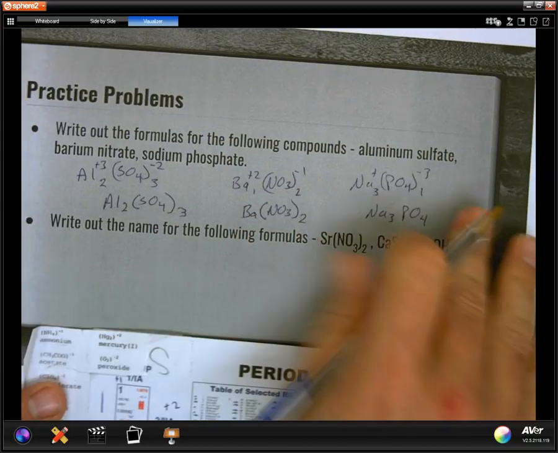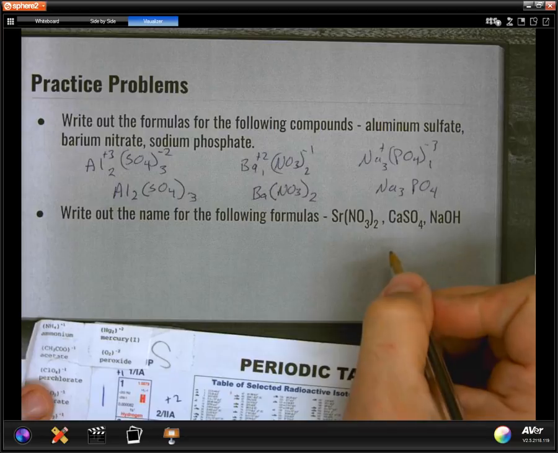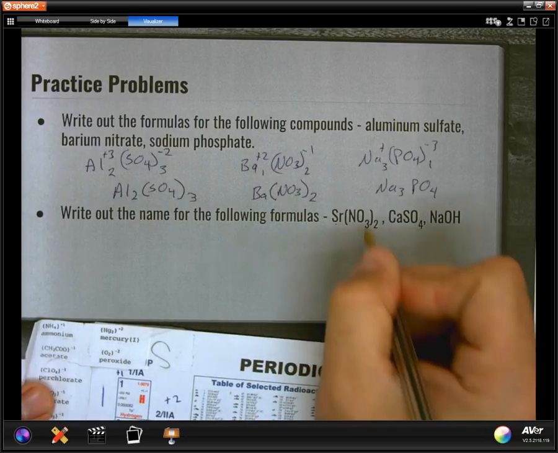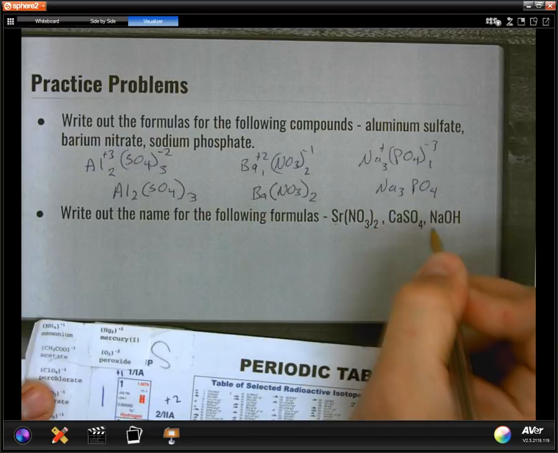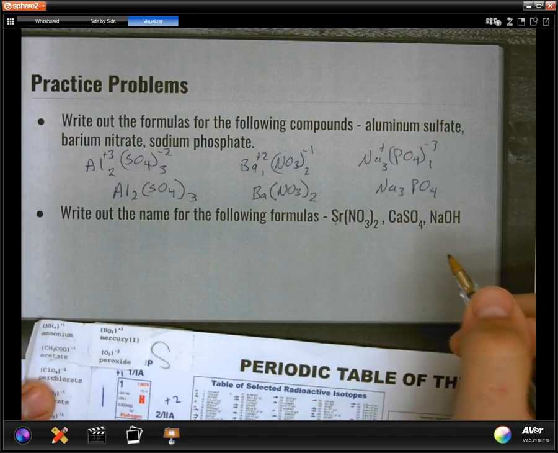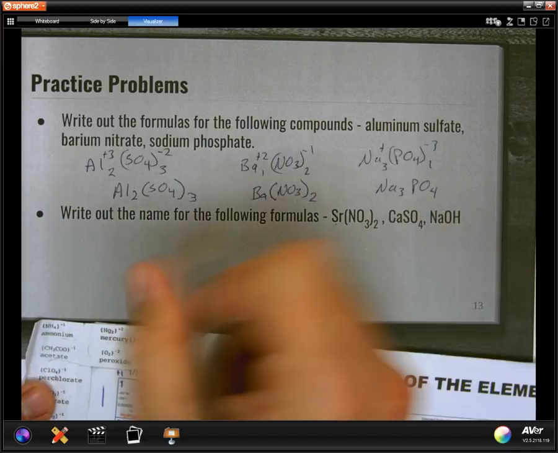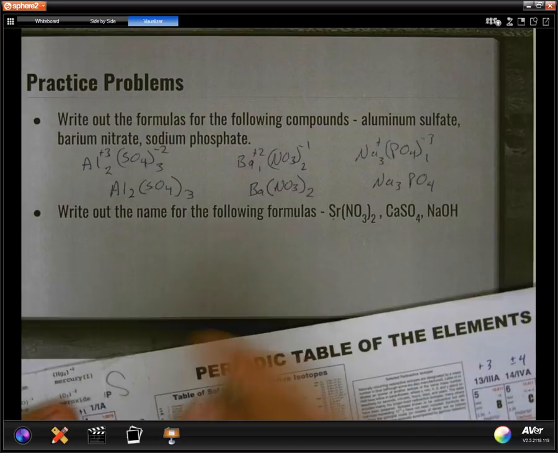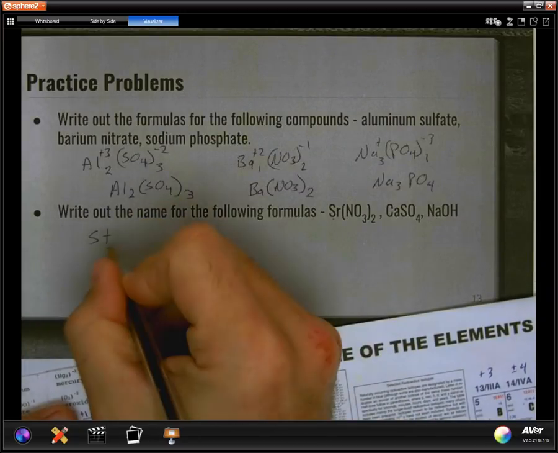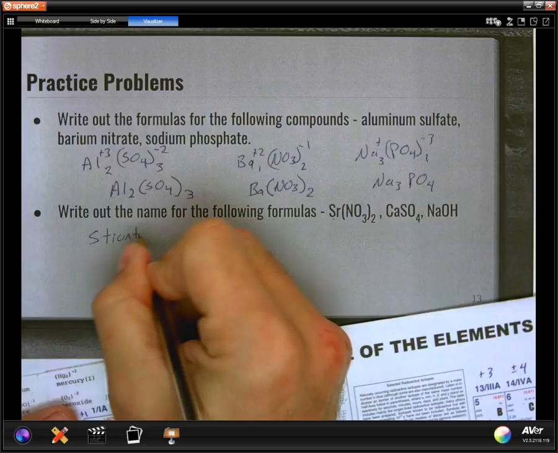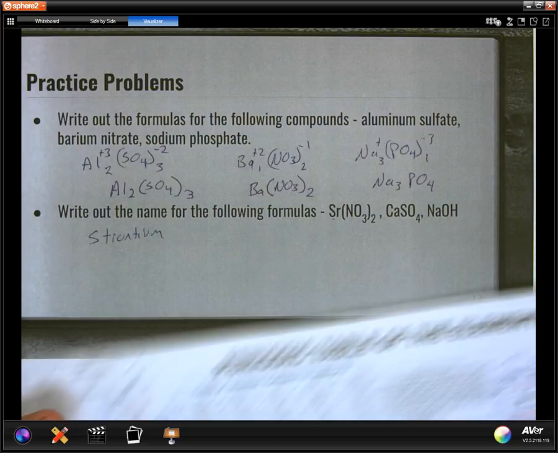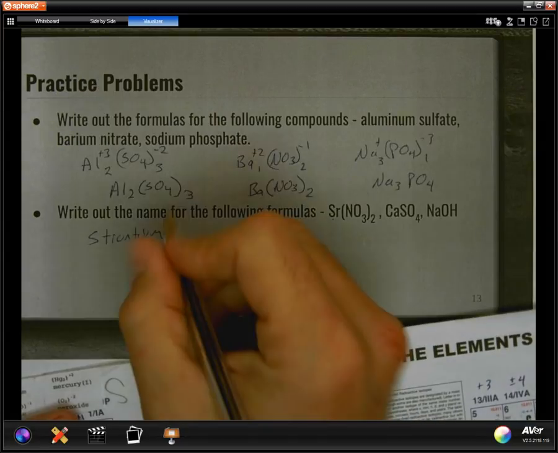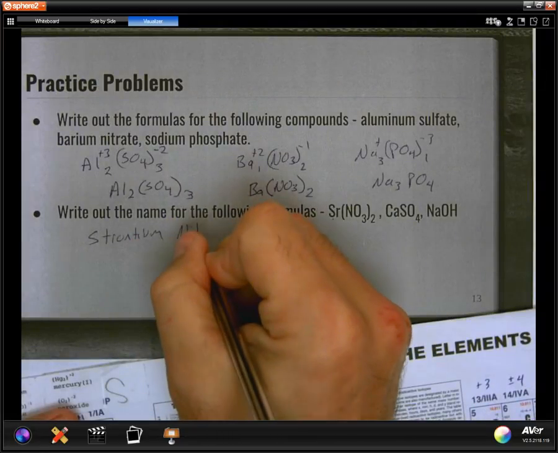All right, now let's go back the other way. Let's name these bad boys. Again, we're just going to name the cation, which is just the element name, and we're going to name the anion, which all these are polyatomic ions. So I already gave you the name on the paper. So the first one, Sr, stands for strontium. And then NO3, I got to find it on here. NO3 is called nitrate. So this is just simply strontium nitrate.